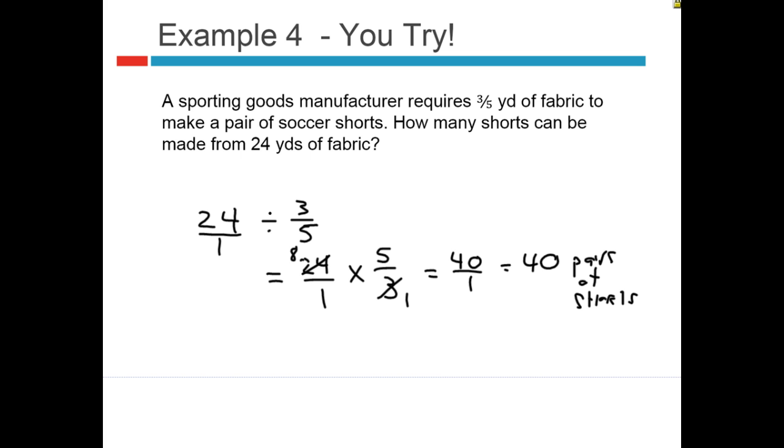So hopefully you got that same answer. If not, check your work and see where you might have made a small error, and I will see you next time.